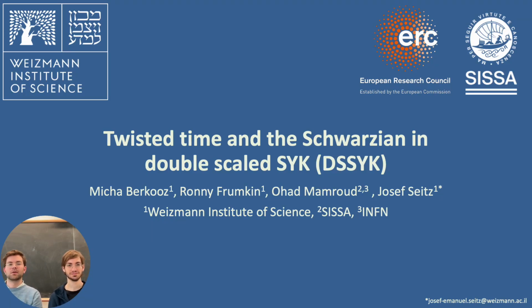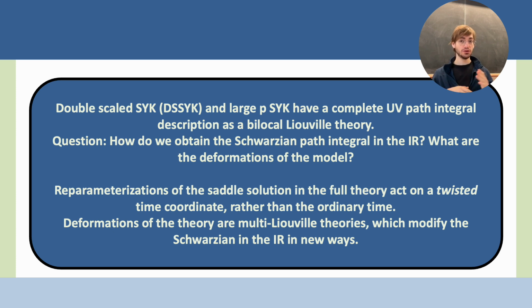And today we're going to talk about work in progress with Micha Berkus and Ohad Mahmoud about twisted time and the Schwarzian and double-scale SYK. Double-scale SYK is a chaotic holographic model with a complete UV path integral description. In this poster, we ask the question, how do we obtain the Schwarzian path integral in the IR? We find, and we will show, that the reparameterization of the saddle point solution in the IR acts on twisted time coordinate rather than the ordinary time, as one might expect. Also, in this framework, we can study deformation as multi-Liouville theories and see their IR effect.